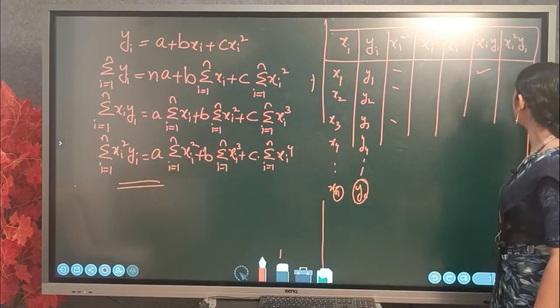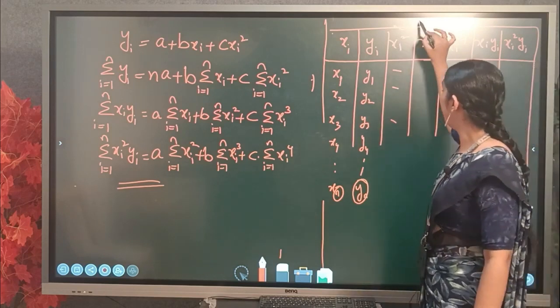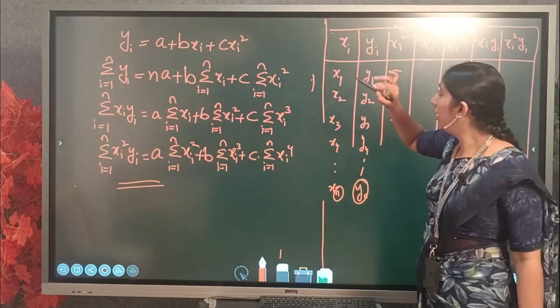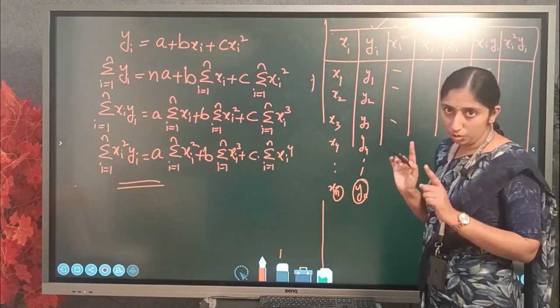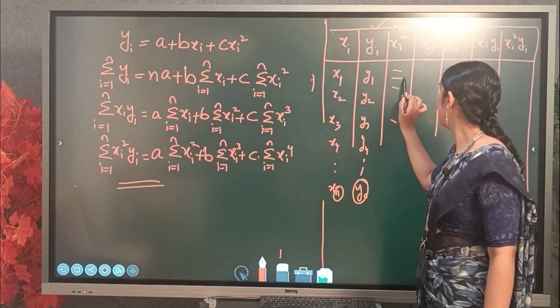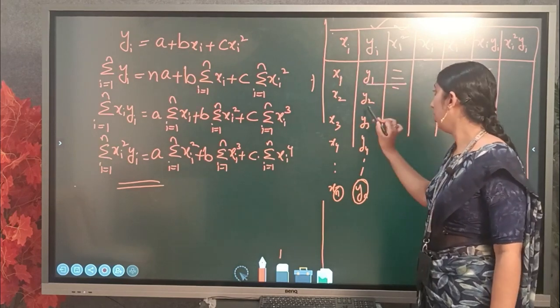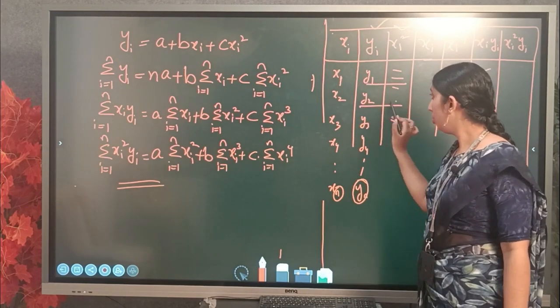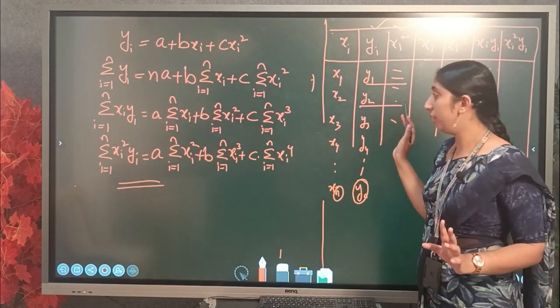And what is here? xi square into yi. You have to consider here the column xi square and yi, and you have to be careful when you multiply. y1 into, what is the term here parallel to this y1? And y2 into, what is the term here? You have to multiply like that only.